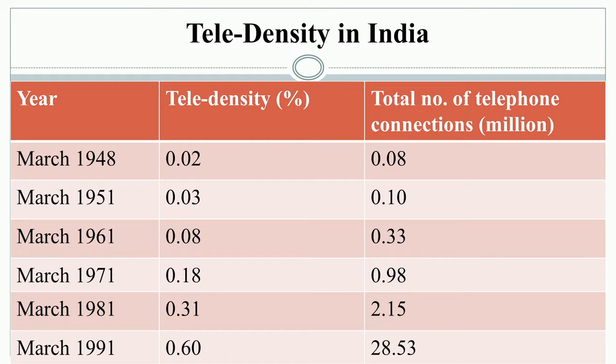One can see here the tele density in March was 0.02%, and the total number of telephone connections was 0.08 million, which has increased by 1991 to 0.60 tele density, and the total number of telephone connections was also 28.53 million. That again shows us a very low level of telecom penetration in India and a very low level of tele density in India compared to other countries of the world, other developed and developing countries of the world.